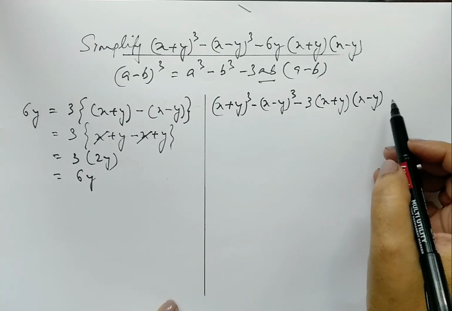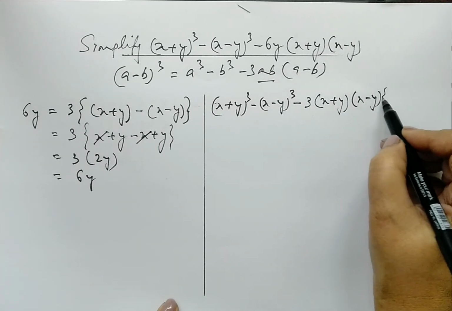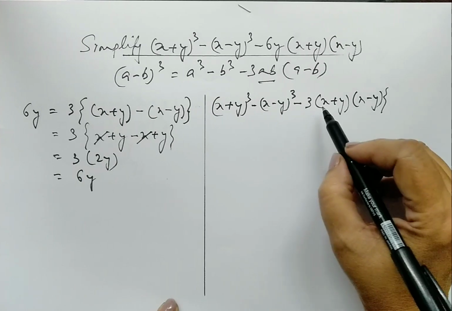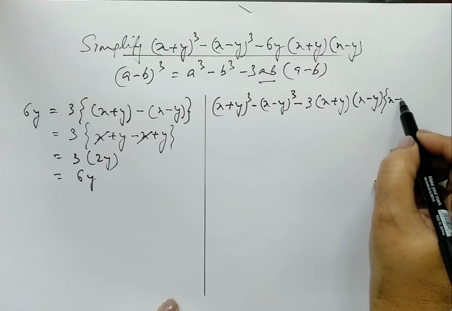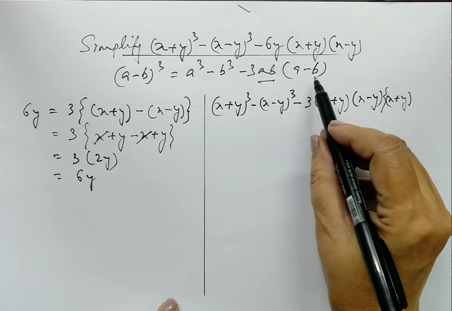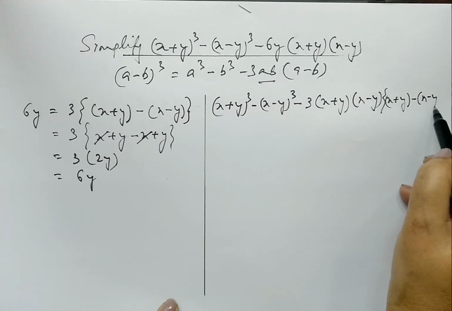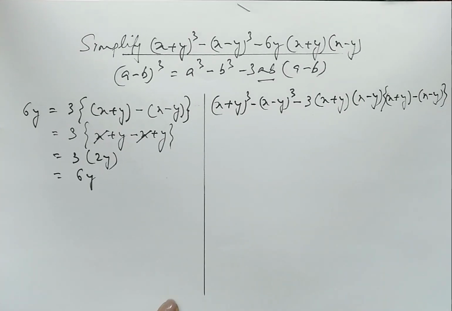So, if I were to write this portion, I would next write a is my x plus y, got it? And b is my x minus y, got it?